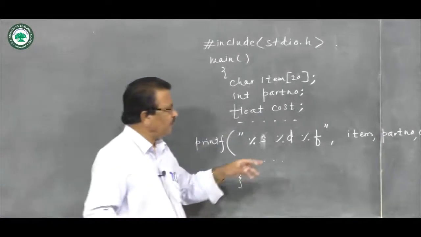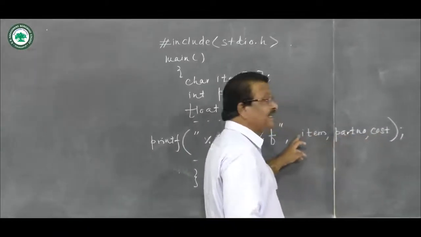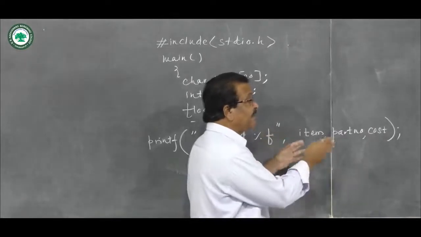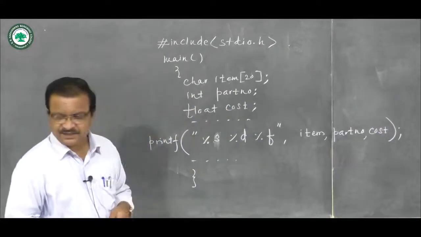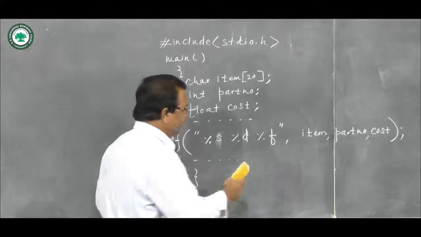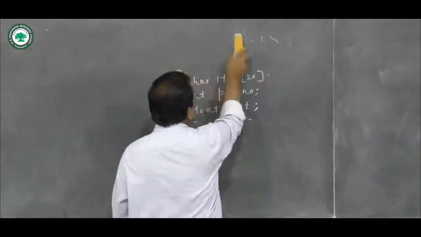So what you have to remember is that these output data items are not preceded by ampersand sign. Doesn't matter whether it is an array name or any other variable, either decimal integer or floating point variable. Then let us see additional features of printf function.